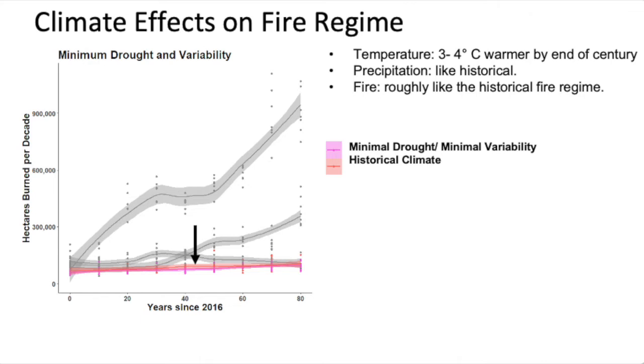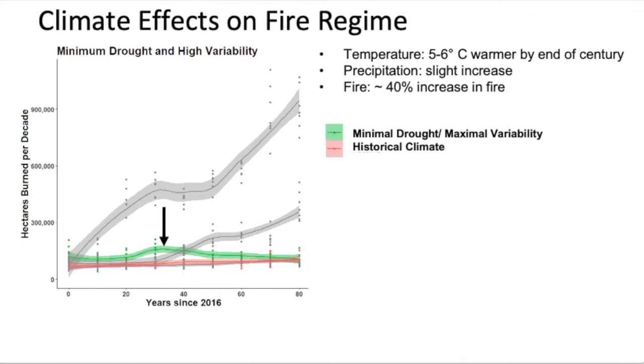And it's a little hard to see, but there's kind of an orange line down there, which is like the historical climate. So historical climate is like the past 30-year distribution. And if we just incorporate a minimal drought and minimal variability in that drought, you see about a 3 to 4 degree increase in temperature. The precipitation was kind of like the historical, and the fire was roughly about the same.